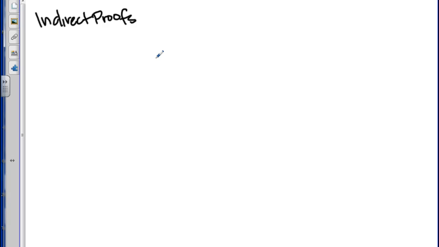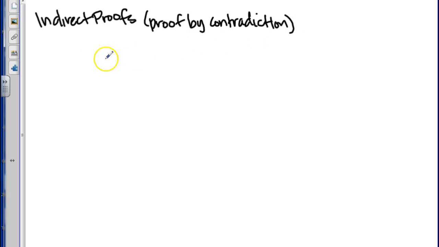So an indirect proof uses indirect reasoning. It's also called proof by contradiction. What we are going to do is, just for a second, assume that what we're trying to prove is not true, that it's false. And then we're going to show that that completely cannot happen, and therefore it would be true. So here are some steps.